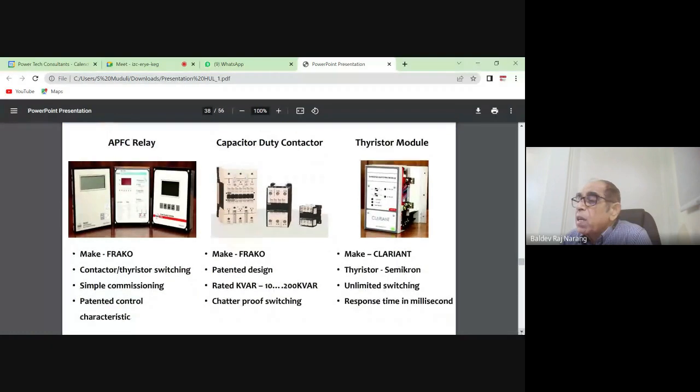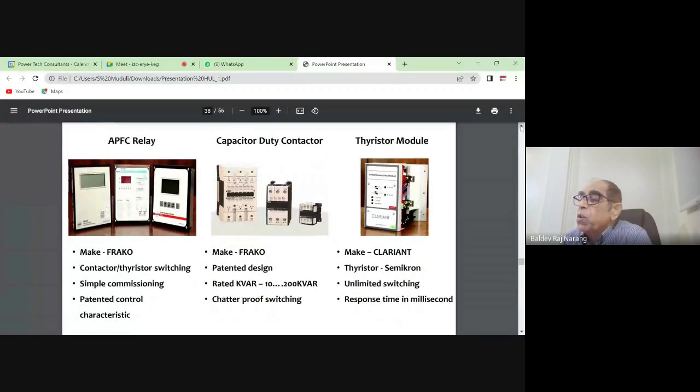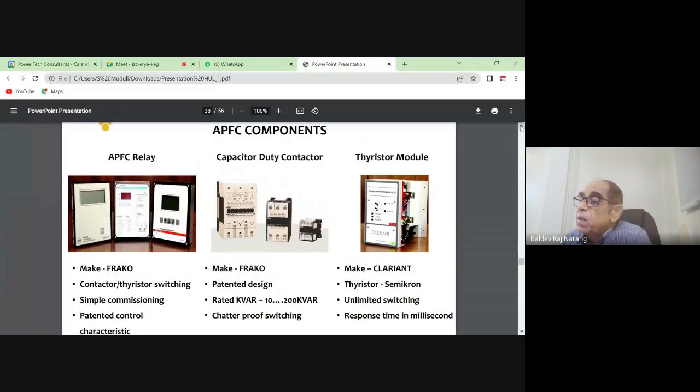So these are just how the components look like. APFC relay, capacitor duty contactor, and then the thyristor module. Instead of contactors these days, mostly we are using thyristors because they have many advantages. Stepless control is there almost. Real-time power factor correction occurs. The inrush current is 0 because we are firing at sine 0 only. So the life of the capacitor is also increased. And we can have any number of switchings.